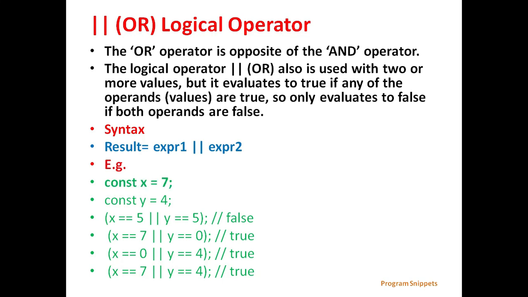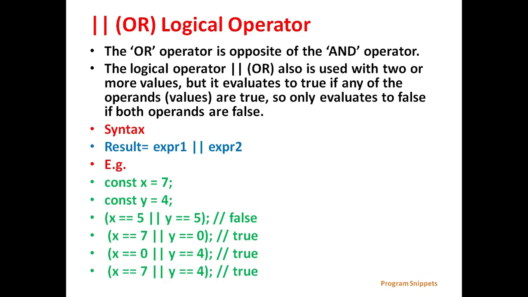For example, here we defined x equal to 7 and y equal to 4, and if we check x equal to 5 or y equal to 5, it will return false, since both the conditions are false. If we give x equal to 7 or y equal to 0, it will return true. Since the value of x is 7, one value is true, so it will return true. If we give x equal to 0 or y equal to 4, it will also return true, and if we give x equal to 7 or y equal to 4, it will also return true.